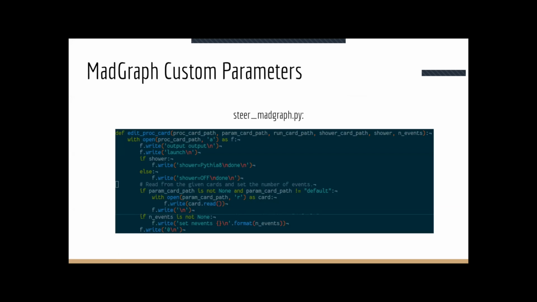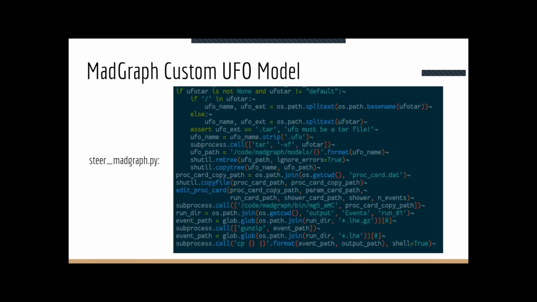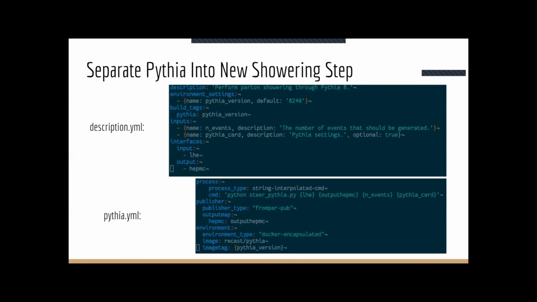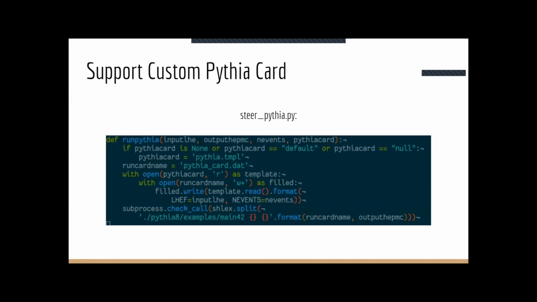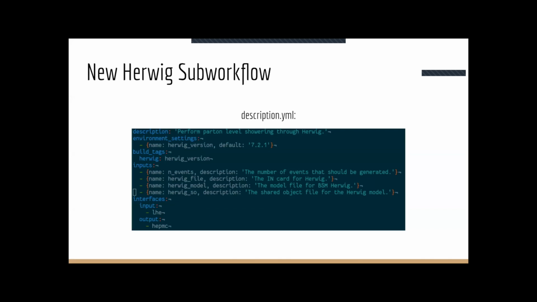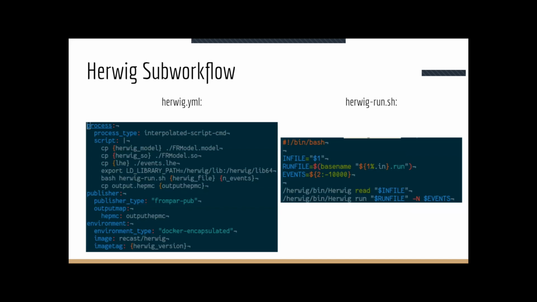And so here's the code that we worked on to add the custom parameters for MadGraph, and then also adding the custom UFO models into MadGraph. And then we also separated the Pythia into this new showering step. And then also supported a custom Pythia card inside the Pythia subworkflow. And then we also added the Herwig subworkflow, as you can see here. And that also takes the similar inputs, and then also the new model that Pythia does not need. And then here we see the Pythia subworkflow again.